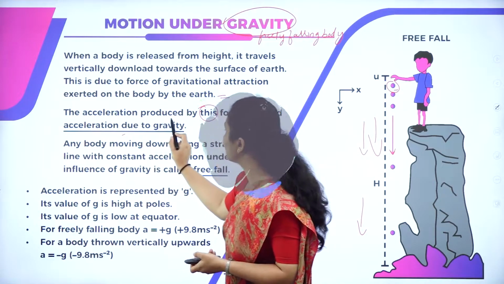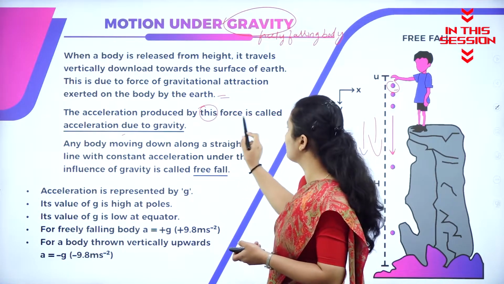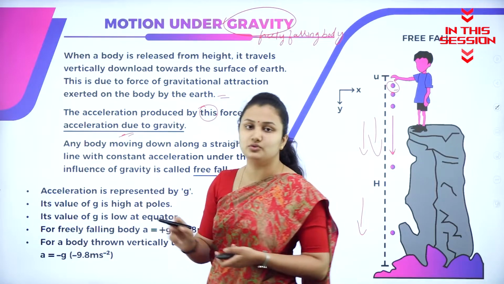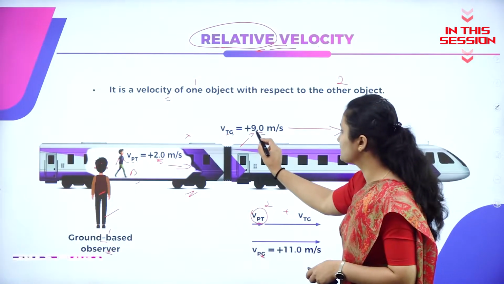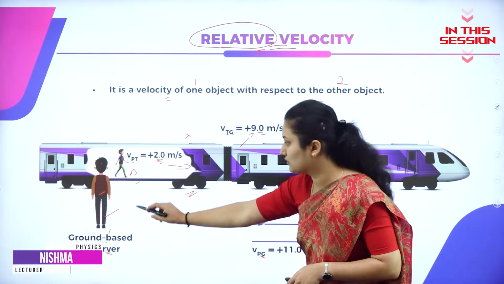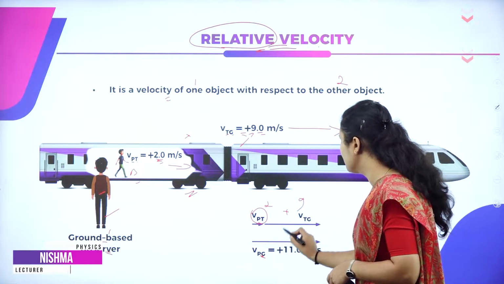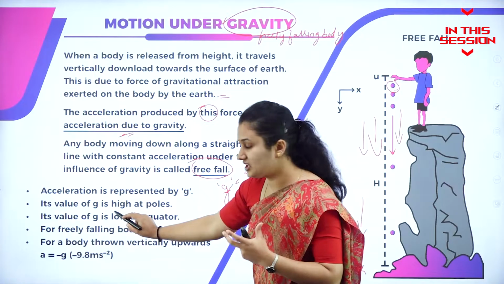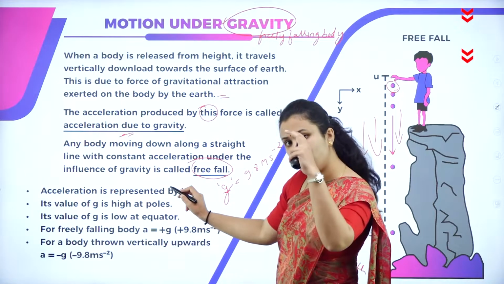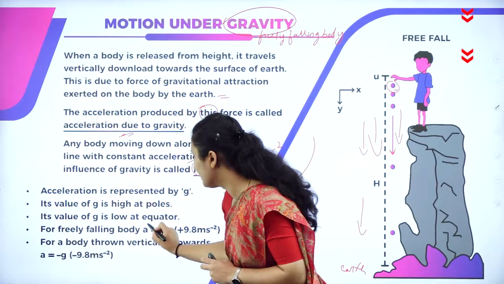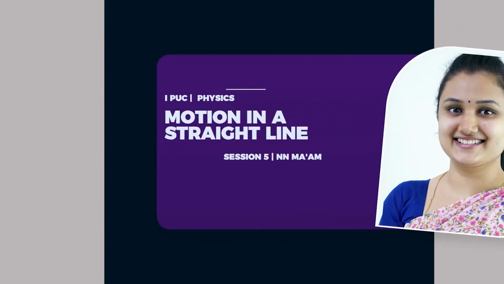The acceleration produced by this gravitational force is called acceleration due to gravity. This is the velocity of train with respect to ground. With respect to his point of view, this is the velocity of train. So this 9 plus 2 gives you 11. Gravitational constant is high at the poles and it is low at the equator.